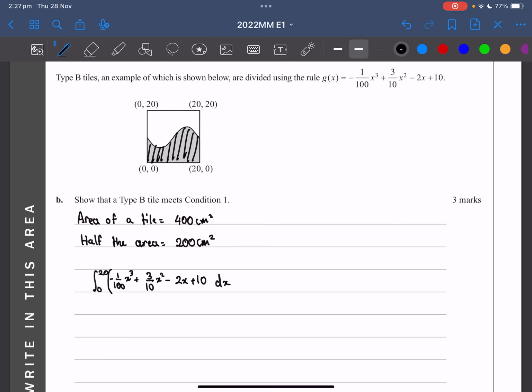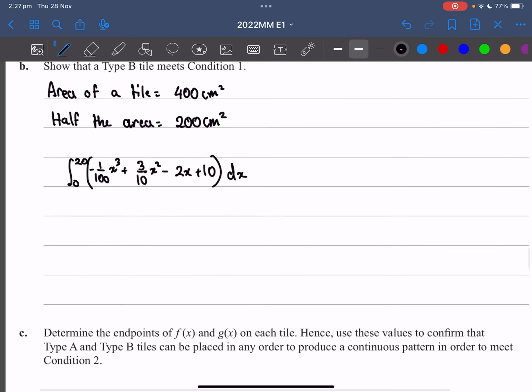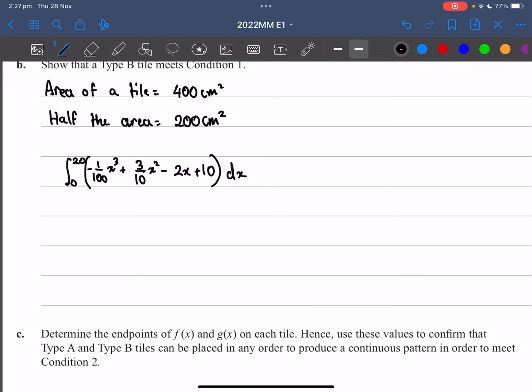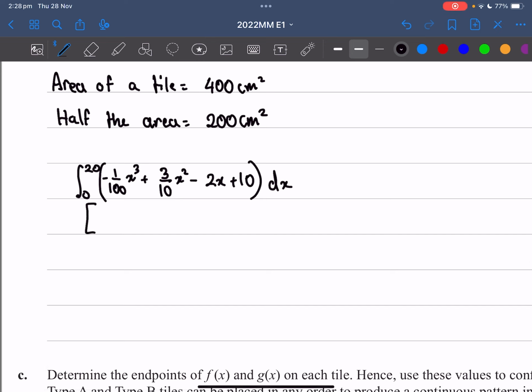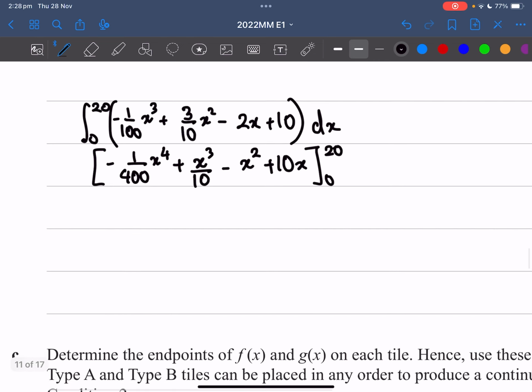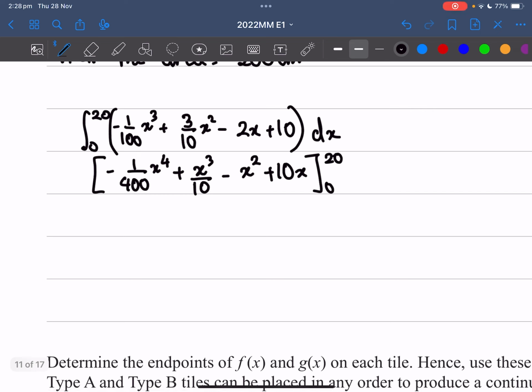Now of course we have to add the brackets because we are adding and subtracting, not dividing and multiplying. So let's just integrate this now. So we'll have negative 1 on 400 x to the power of 4 plus x cubed on 10, take away x squared plus 10x, right, from 0 all the way to 20. So let's substitute 20 in. So negative 1 on 400 times 20 to the power of 4.